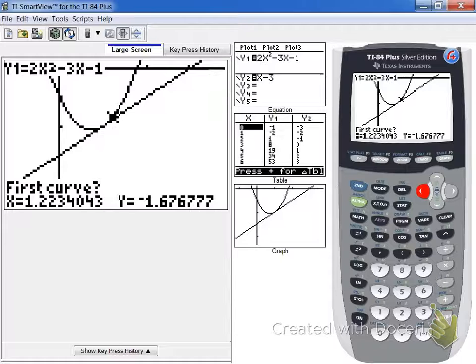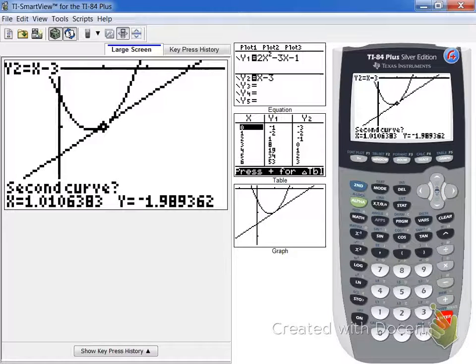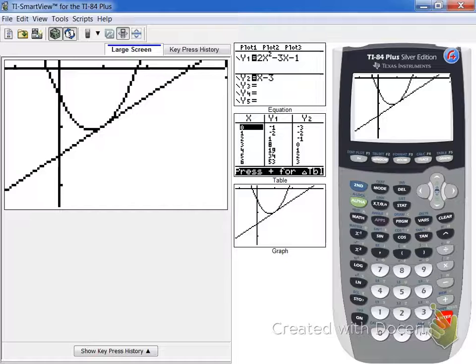Alright, and now I want to find the intersection of these two lines. So our calculators aren't very smart. First they're going to ask us a question about the first curve, and we're just going to press enter. Then it's going to ask us for the second curve. And you see now my cursor has moved, and now it's tracking on the line. So we're just going to select the line as my second curve. Then it wants me to guess where the intersection is. So we're going to move to where I think it's going to intersect, and we're going to guess.